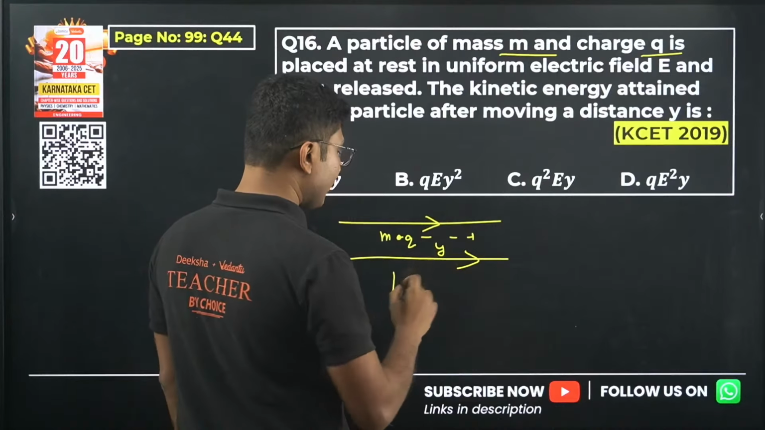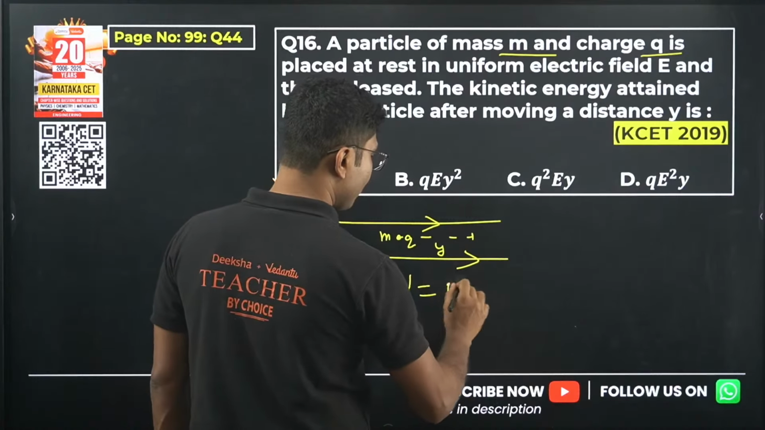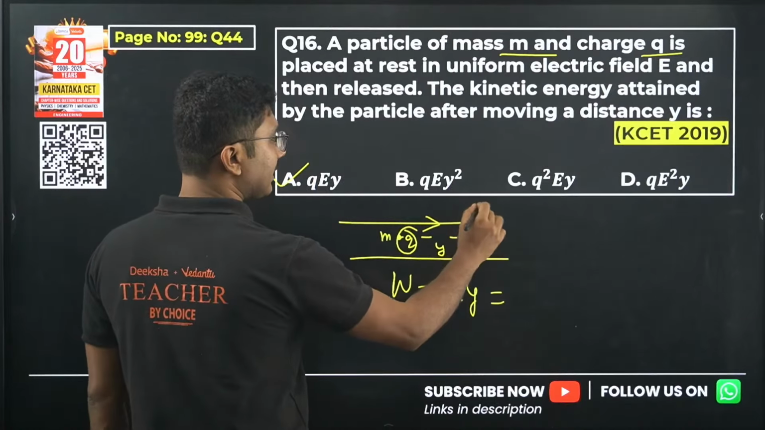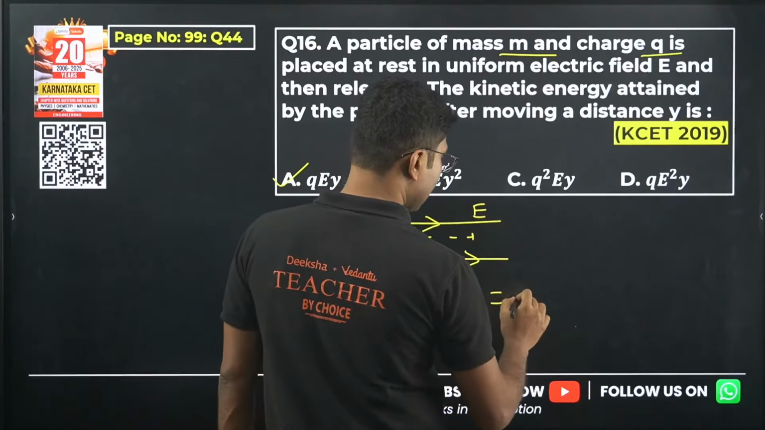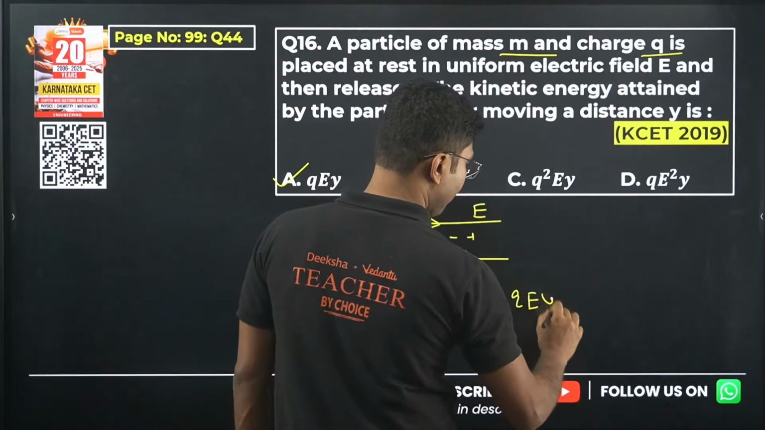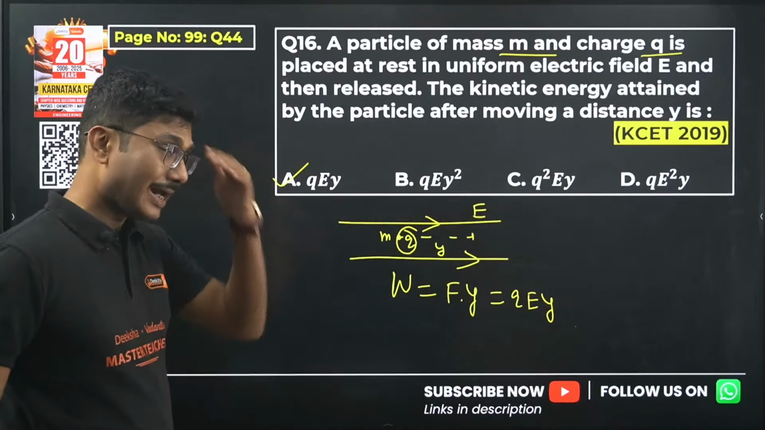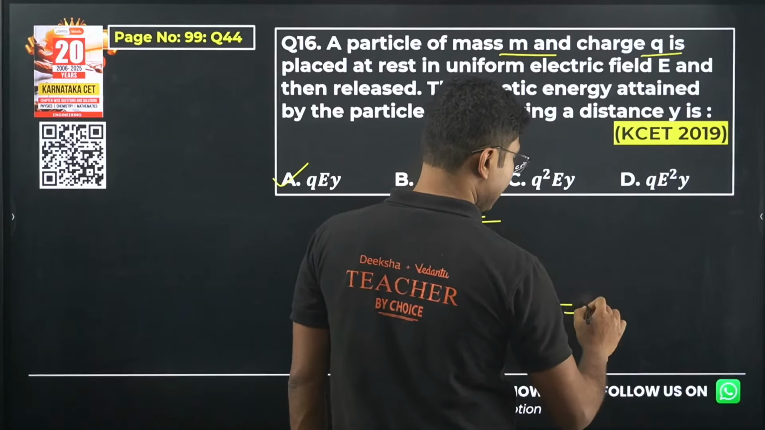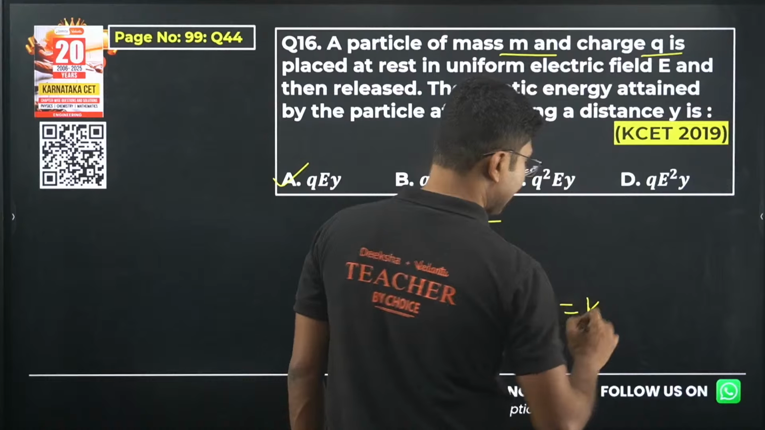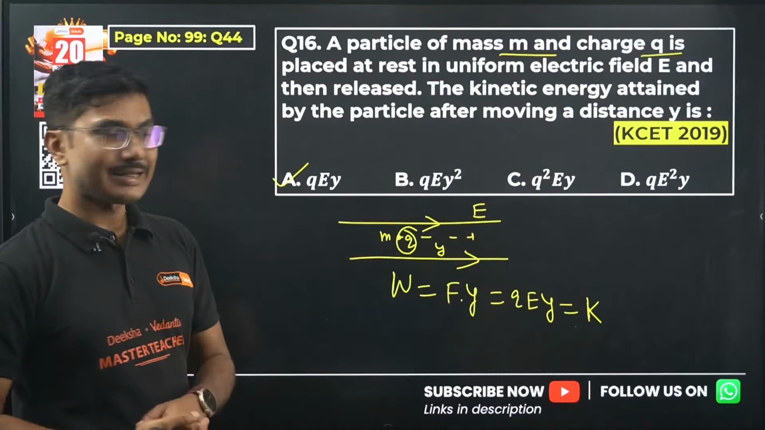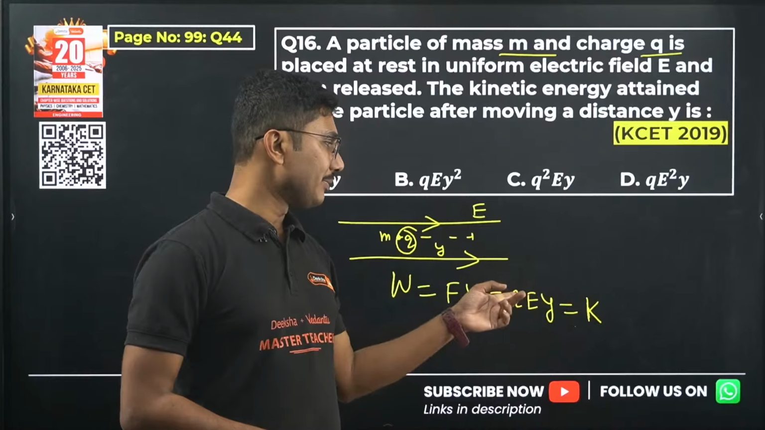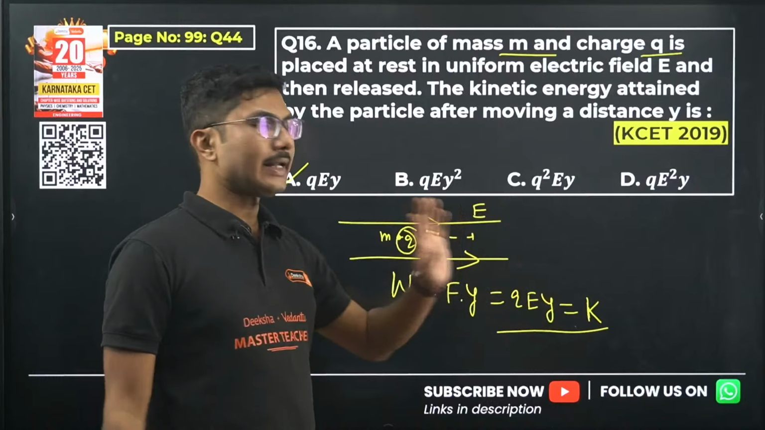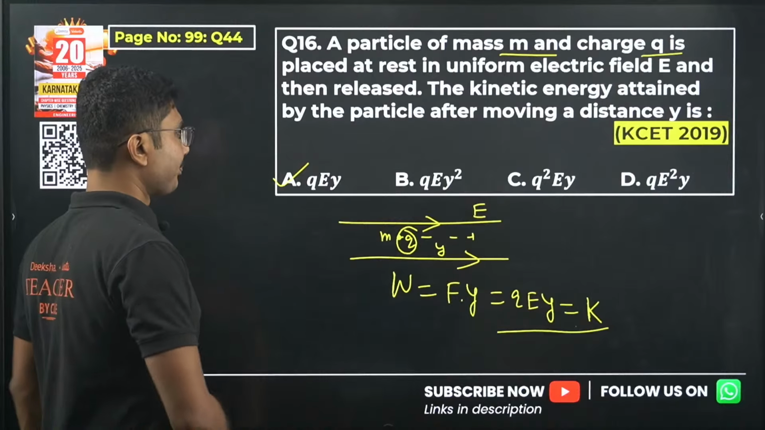we have to use two things. First of all, work done equals force into displacement. Force acting on a charge kept in an electric field E is given by Q into E, into Y. So this is the work done, and then work energy theorem says that this is the change in kinetic energy. Okay, but initial kinetic energy was 0 because the charge was at rest. So final kinetic energy will be this. Okay, so we have to use two concepts, work done and work energy theorem.